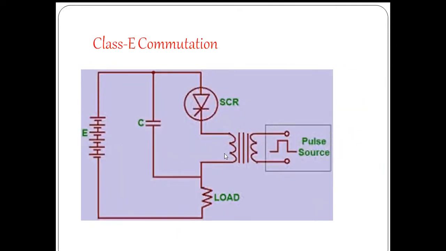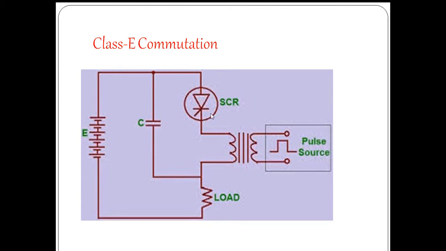This is the circuit explanation. Please all of you go through it once. Next one is class E commutation. Here this is the circuit for class E commutation. This is a battery and it will be connected to main thyristor. And here we are using a pulse transformer, which is placed in series with the load. The secondary of this pulse transformer will be connected in series with the load.